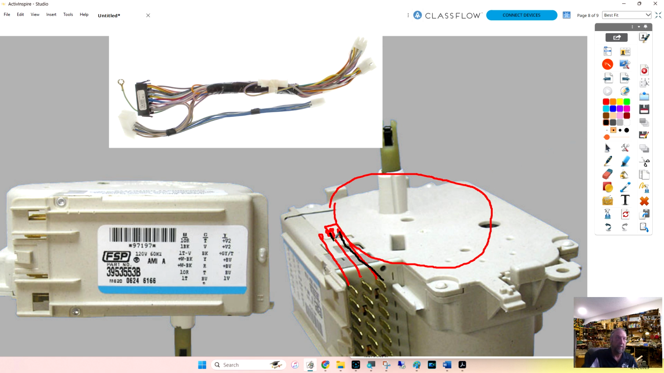1, 2. We have 3 terminals. That's all one cam here, and that would be here. This would be the 3 wires: violet, blue, and tan. Okay. So if we looked at this plug here, and let's see if we can find it.